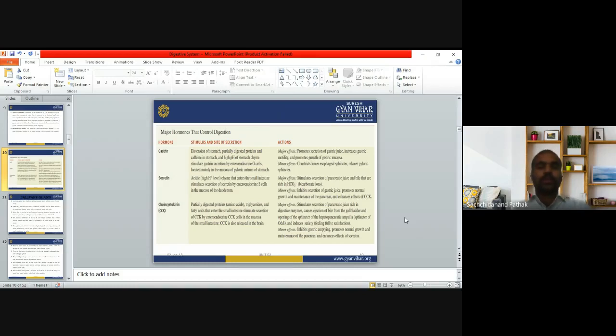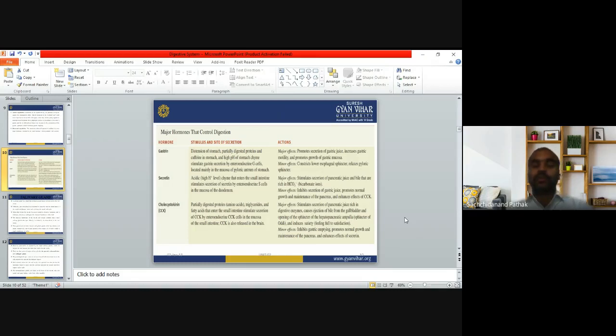Distension of the stomach, partially digested proteins and caffeine in the stomach, and high pH of the stomach chyme stimulate the gastrin secretion by the enteroendocrine G cells, located mainly in the mucosa of the pyloric antrum of the stomach.